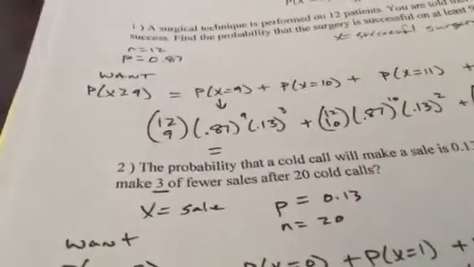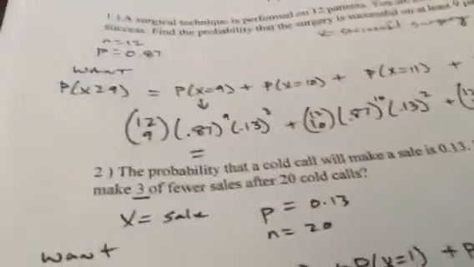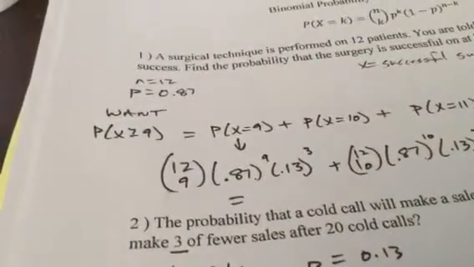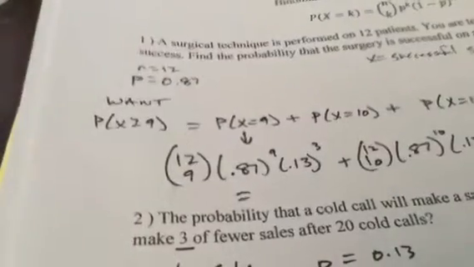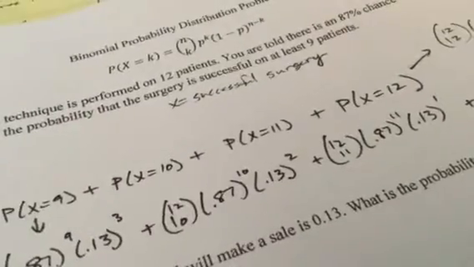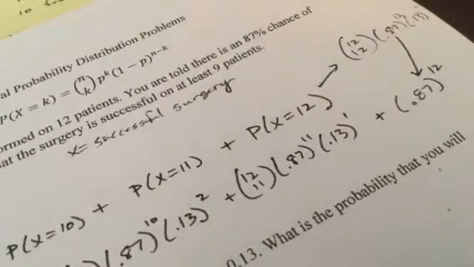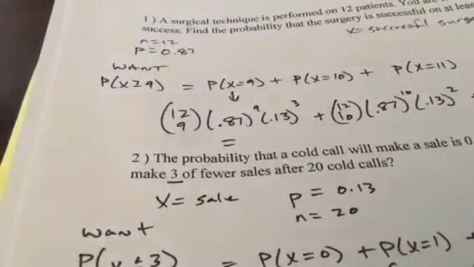This one takes a little bit of time. So define X. X is a successful surgery. My N is 12. That's how many observations I have, 12 patients. My probability of success is 0.87. I want to know what's the probability that X is greater than or equal to 9. That's the probability X is 9, plus the probability X is 10, plus the probability X is 11, plus the probability X is 12. All right, so case by case here, 12 choose 9.